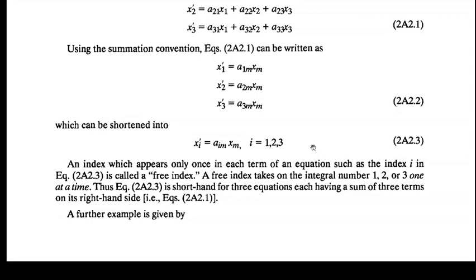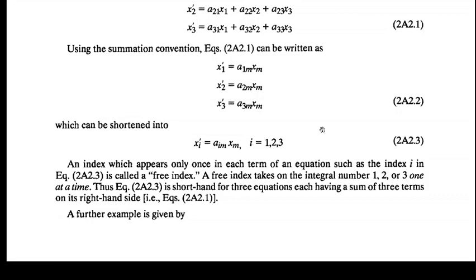If the equation is x'_ij equals a_ijm x_m, then ij is appearing in all terms, so there are two free indices. Keep in mind that you have summation on the dummy index, but for the free index you will give the value one by one. If you give i equal to 1, you will have this equation; i equal to 2, you have another equation; and i equal to 3, you will have another equation.